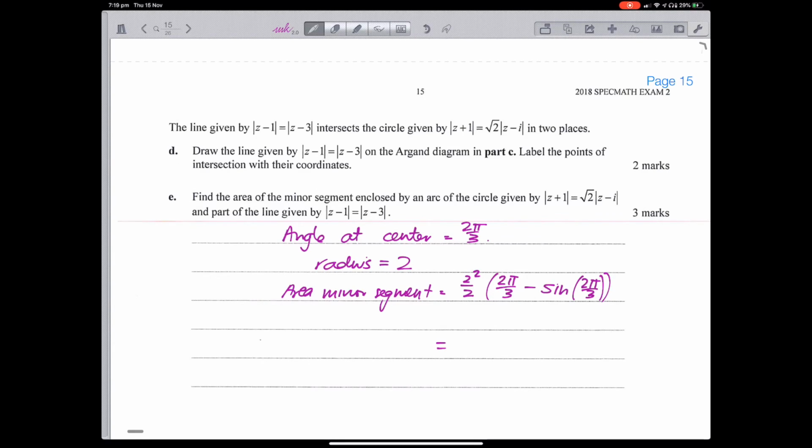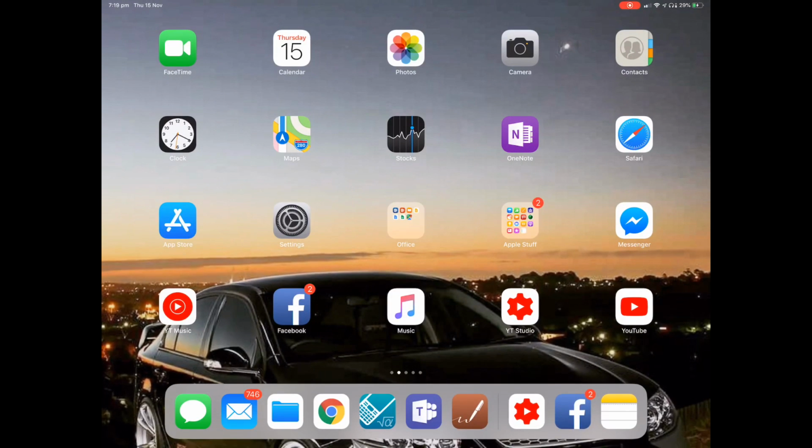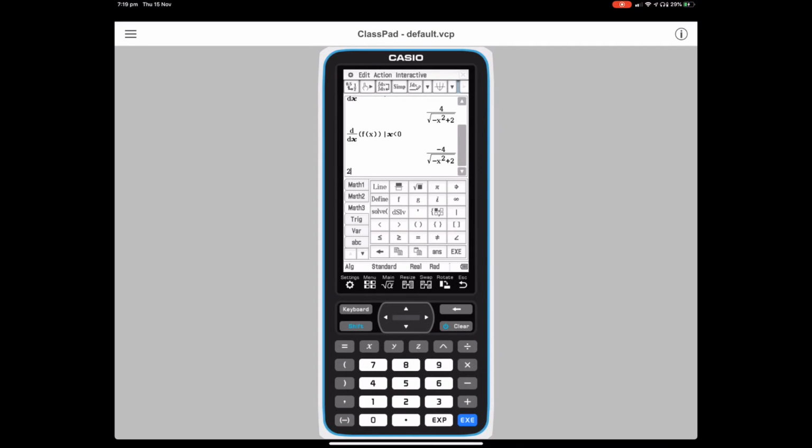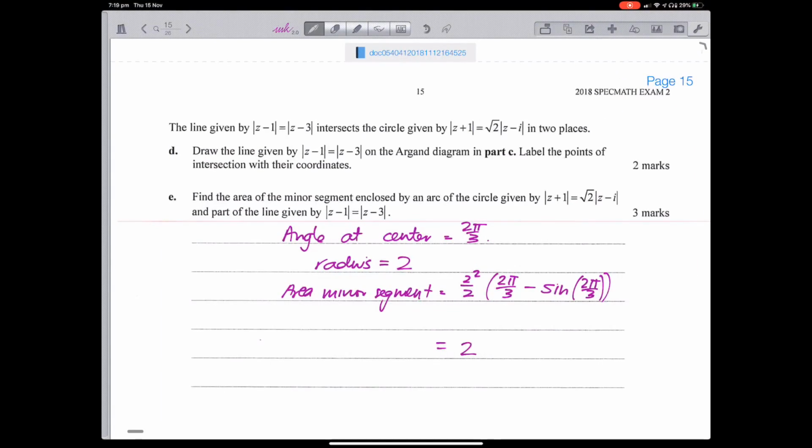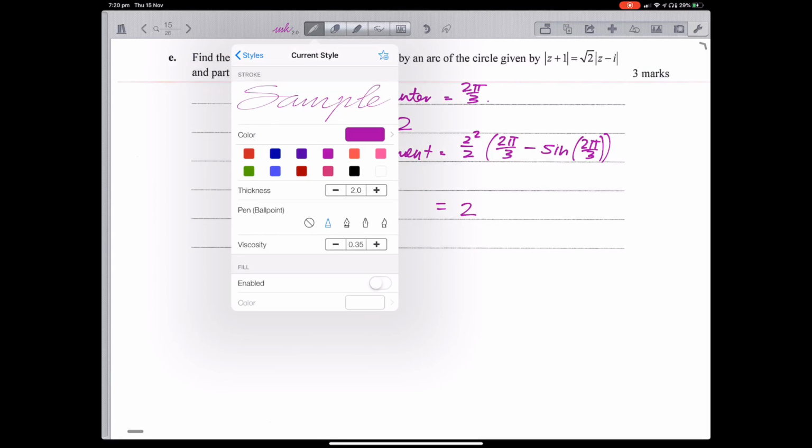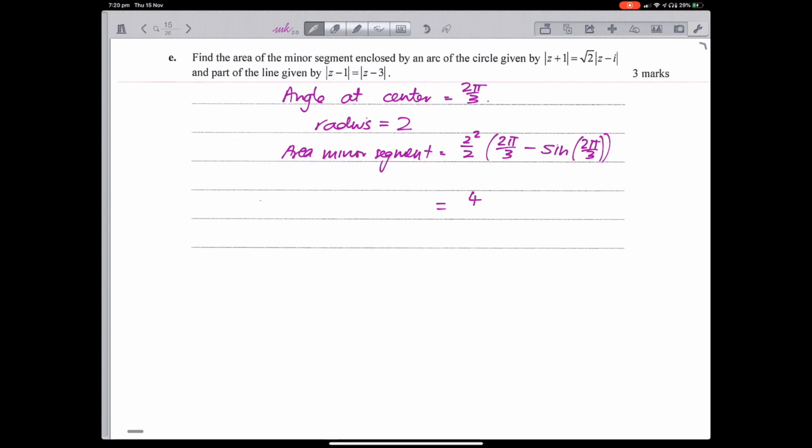Okay, so we're going to get 2 pi on 3 minus sine of 2 pi on 3, which gives 4 pi on 3 minus root 3. So 4 pi on 3 minus root 3. So that's the area of the minor segment.